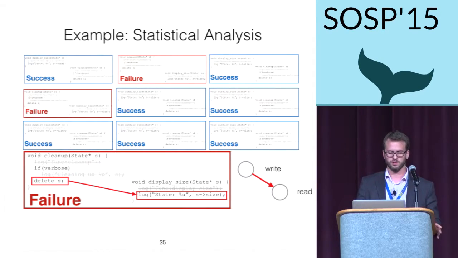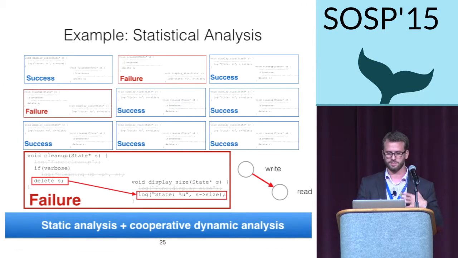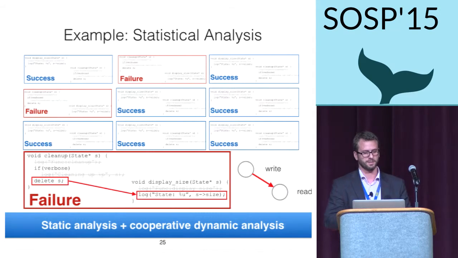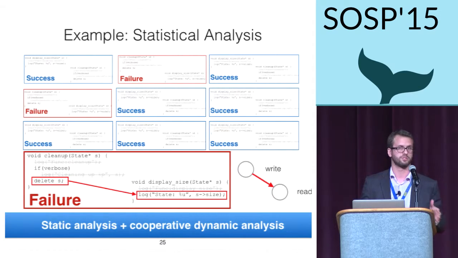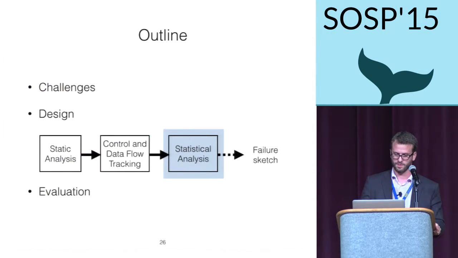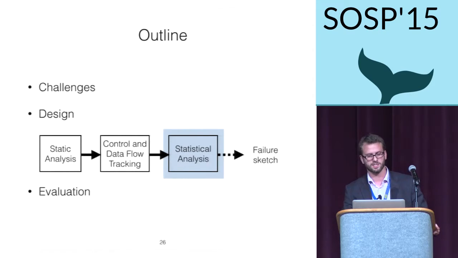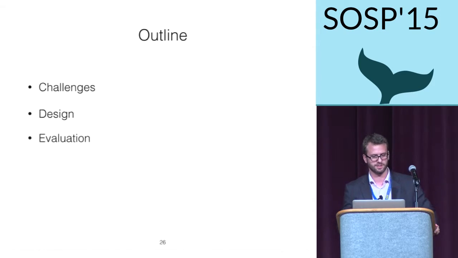So before I move on, I'd like to reiterate that the strength of GIST comes from the combination of static program analysis and cooperative dynamic analysis. And I will actually show in a short while how various components of GIST contribute towards GIST accuracy and thereby its effectiveness. So we've seen the design details of GIST, and now I'll talk about some of the experimental results we obtained using GIST.